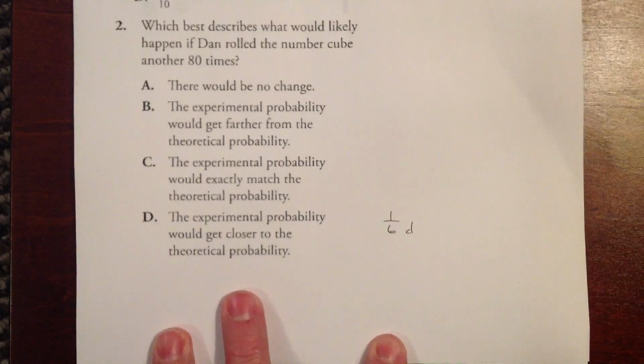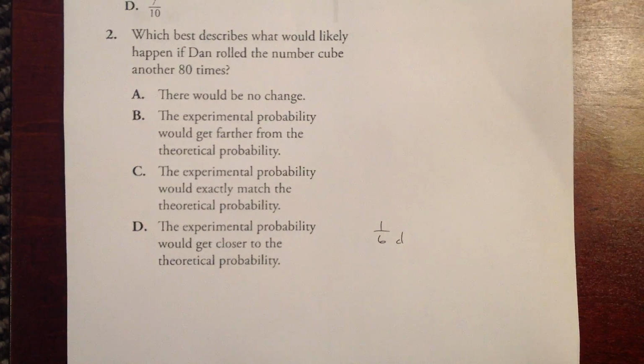Now, just like I was saying before, which best describes what would likely happen if Dan rolled the number cube another 80 times? So again, we're making our experiment bigger, and the bigger we make it, the closer it gets to the actual theoretical probability. A, there would be no change. Well, more than likely there would be a change. B, the experimental probability would get farther from the theoretical probability. Again, the more we do, the closer it's going to get to the theoretical.